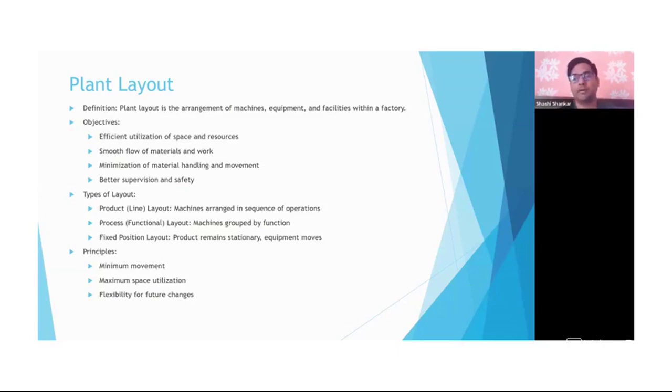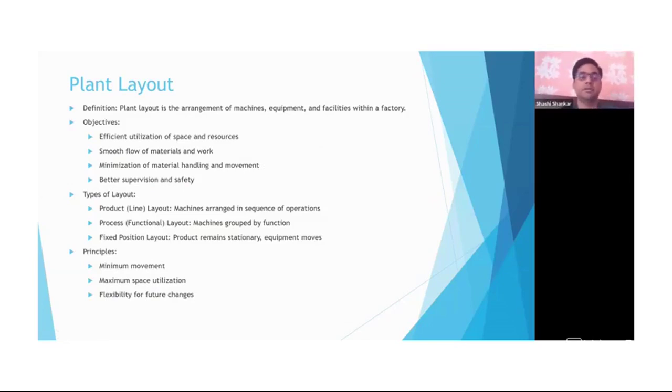That is also important. If you are going for the batch production, right? One after one, or maybe the job production, right? One after one, it is important to have the material and handling at the same place. Then better supervision and safety, right? The supervision will be reduced if it is placed at the same layout.